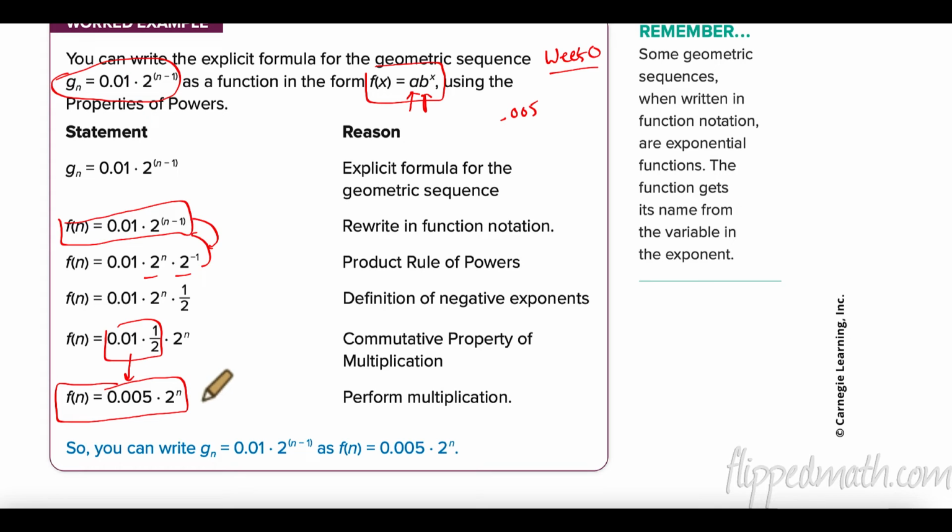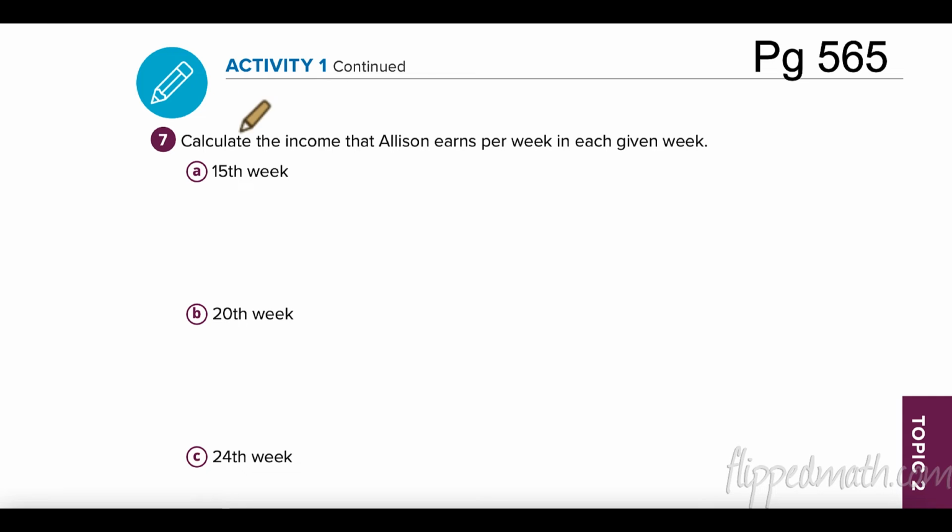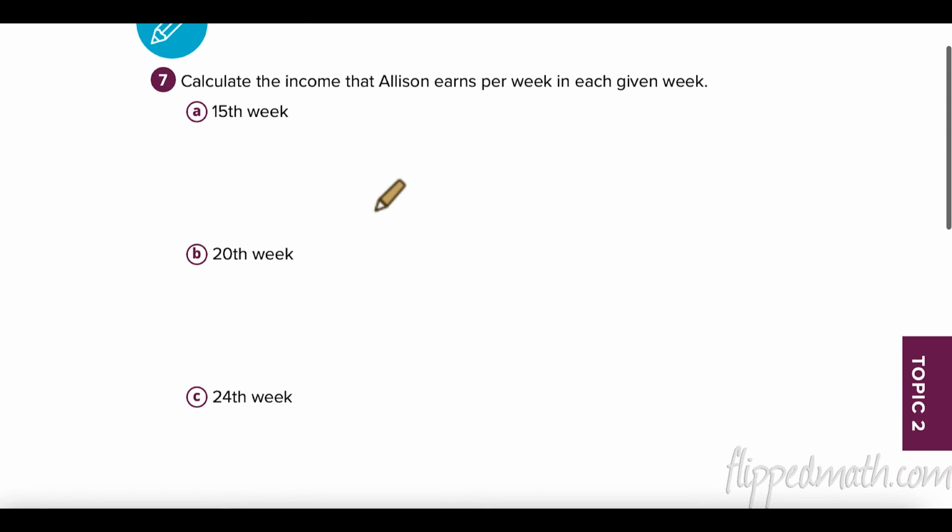All right, so if we want week 0, we can plug it in. If we want week 1, we can plug it in, any week we want. All right, so what I want you to do is go to page 565, excuse me, and I want you to calculate the income that she earns per week given that formula. All right, so our formula again is 0.01 times, no, that's not it. It's 0.005 times 2 to the n. All right. So I want you to use that formula, all right, and figure out how much she earns each time. And then I want you to try number 8, all right? Pause the video and go ahead and do that.